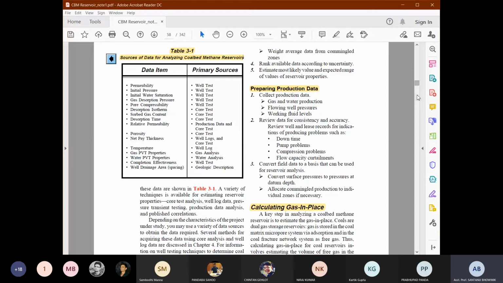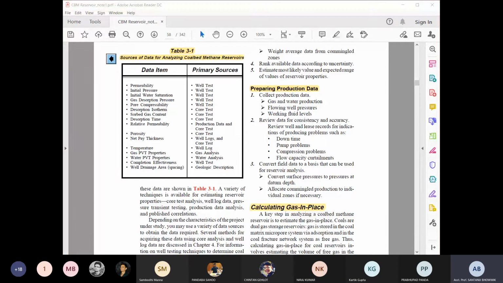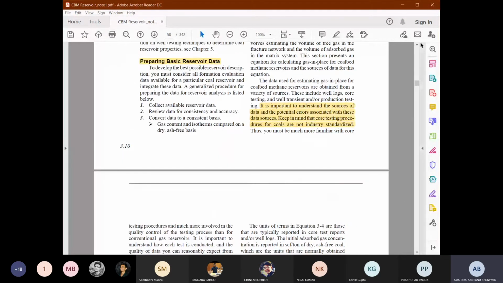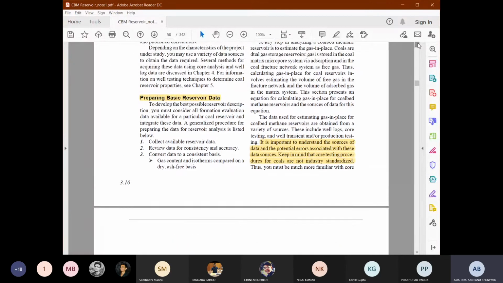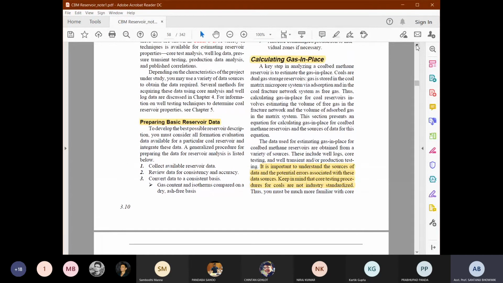Okay, so after this, let us check the calculation of the gas in place. Okay, now whenever you are going to see the calculation of the gas in place, you are actually going to estimate the total amount of gas present in your reservoir. That is called the gas in place.